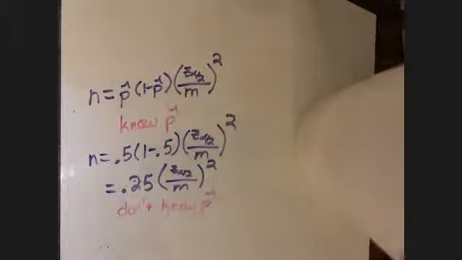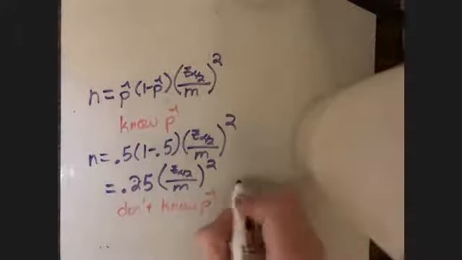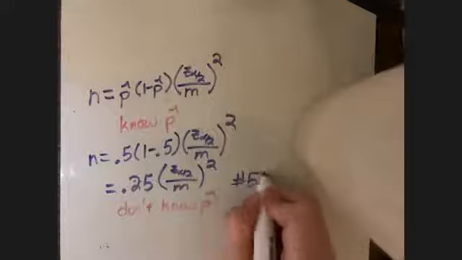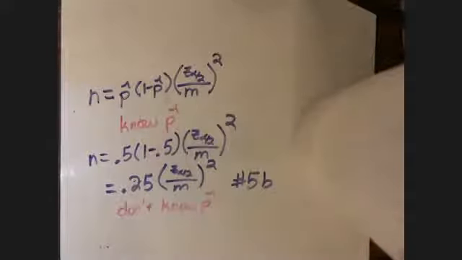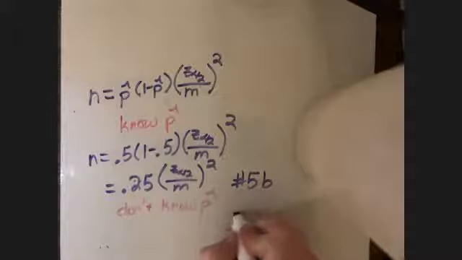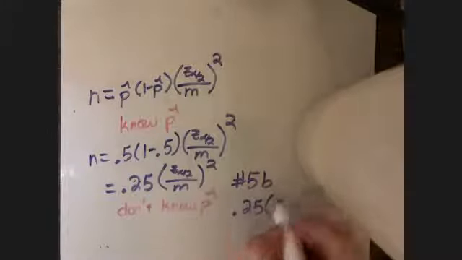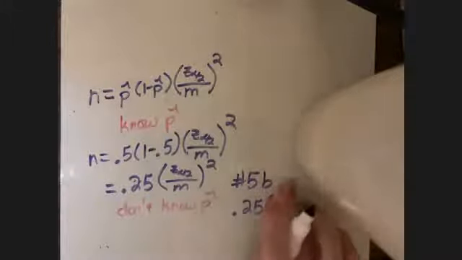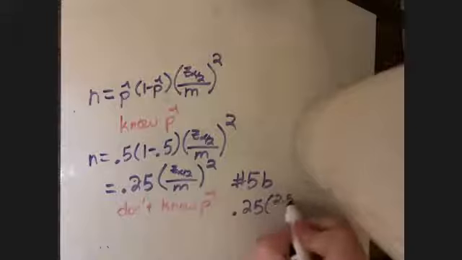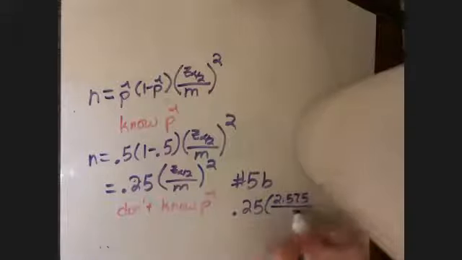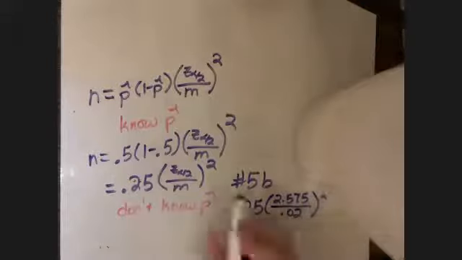So if you look at 5b, okay, so if we look at number 5b, it says estimate the sample size needed if no estimate of p is available. So this is where I don't know what this is. Now, they're still using the same bit of everything else. So this is still that 2.575 that we had before. The margin of error was still 0.02, and we're still going to square that, okay?